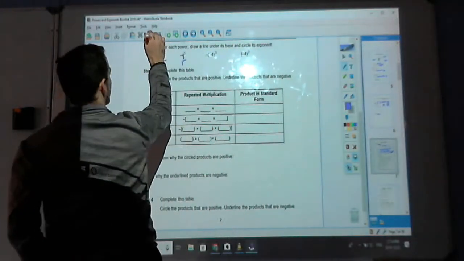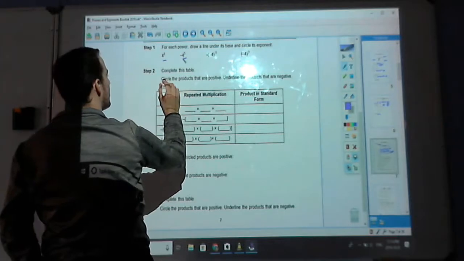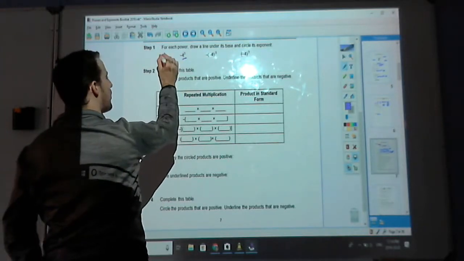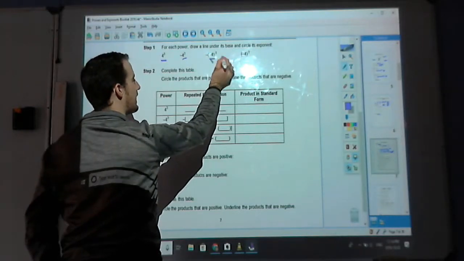Here, we're going to try this over again a little bit closer. The precision is a little off. Okay, so this is the whole 4. This is just the 4, not the negative. Here we're looking at the negative 4.